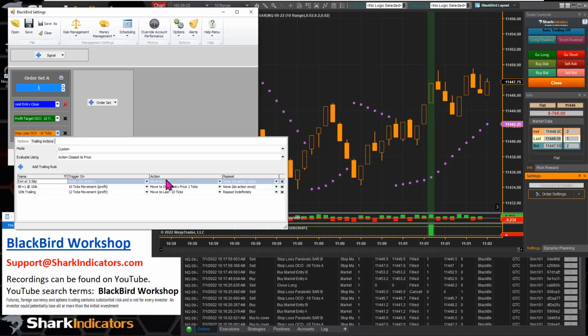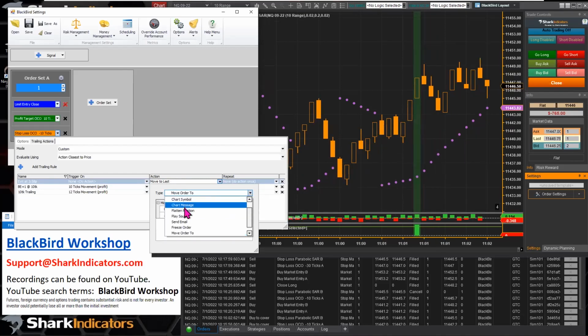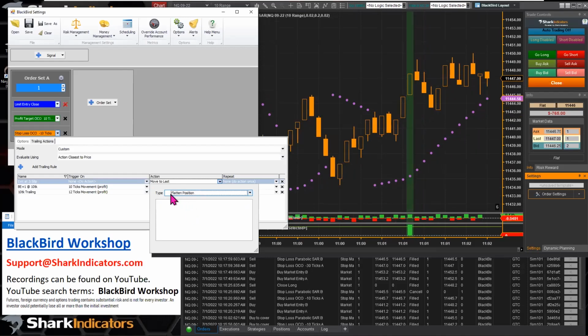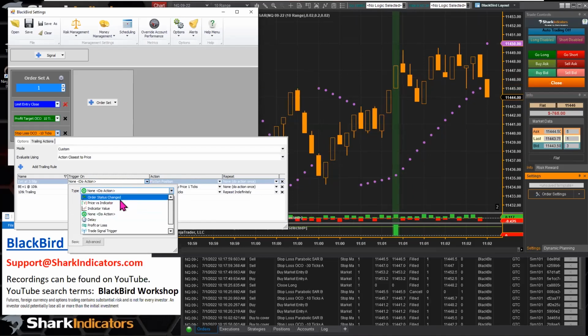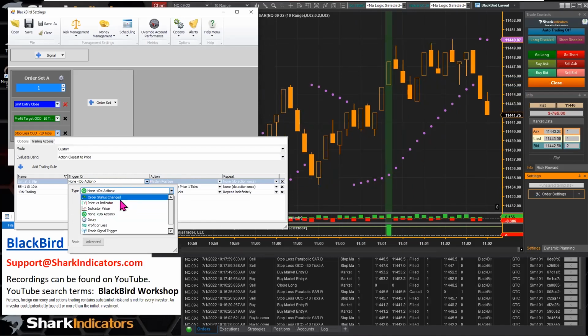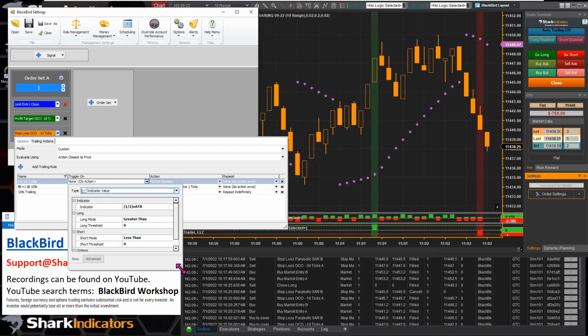So the action is easy, or should be fairly obvious here. The action that we want is to flatten the position. And the trigger that we want, we don't actually need a bloodhound signal. Let's see, we can use indicator value. Yeah, let's use indicator value.